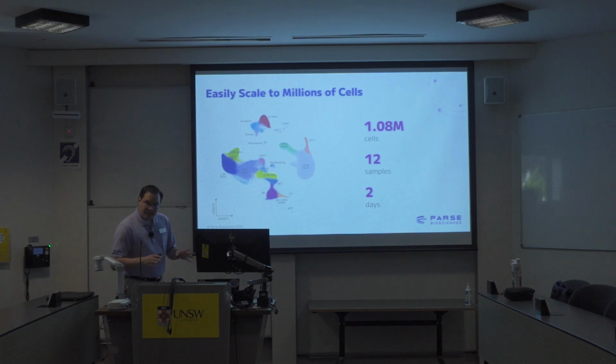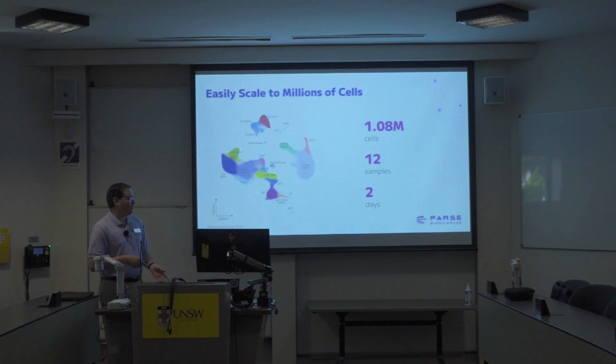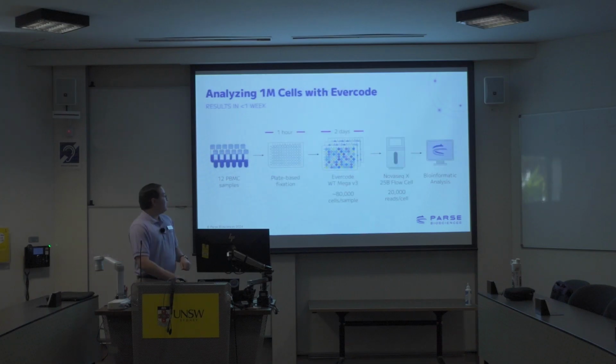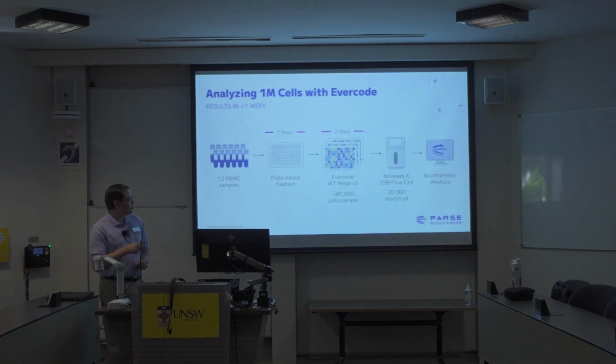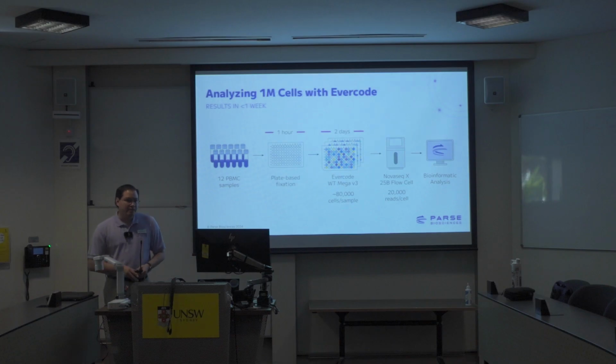So this is just a standard Parse experiment. It's a million cells, our standard mega kit, 12 samples, and this was completed in 2 days for the wet lab portion. We took 12 PBMC samples. We fixed all 12 samples simultaneously using plate-based fixation, and then performed EverCode barcoding in 2 days. The workflow can be done in 2 or 3 days, depending on how you want to set it out. For a first-time user, I usually recommend doing it in 3 5-hour days, but an experienced user such as the core can possibly do turnaround in 2 days.